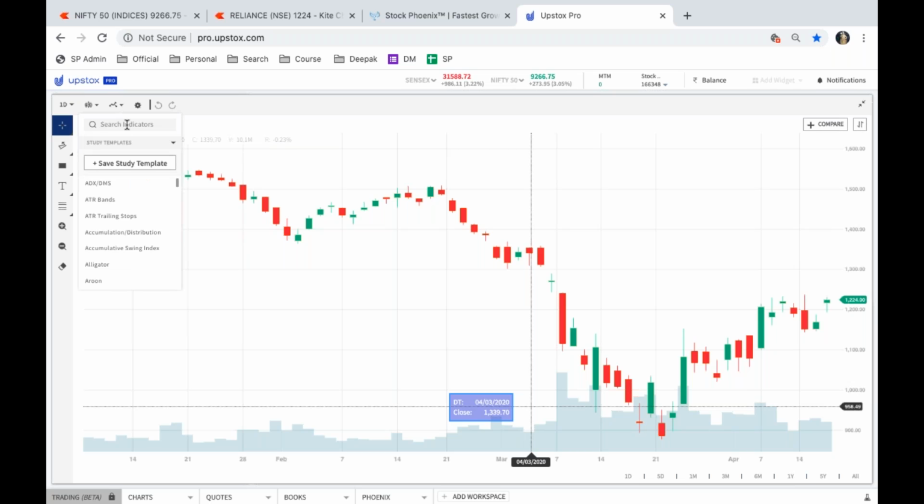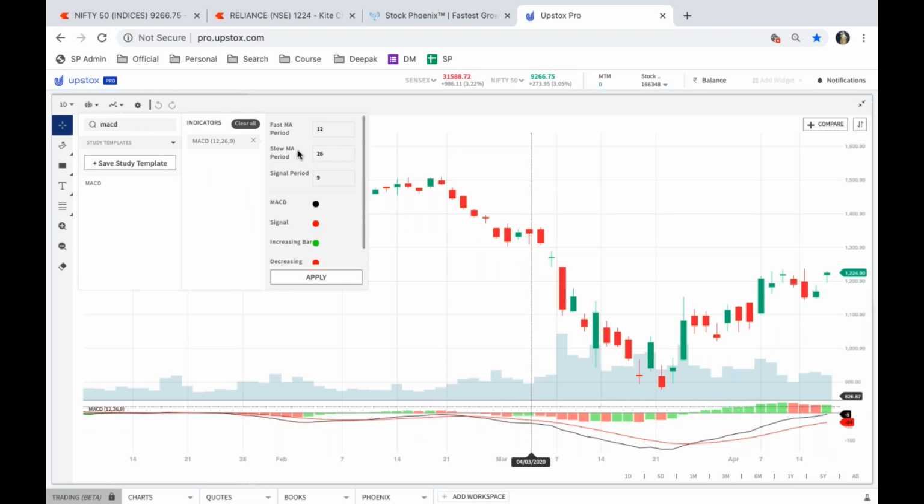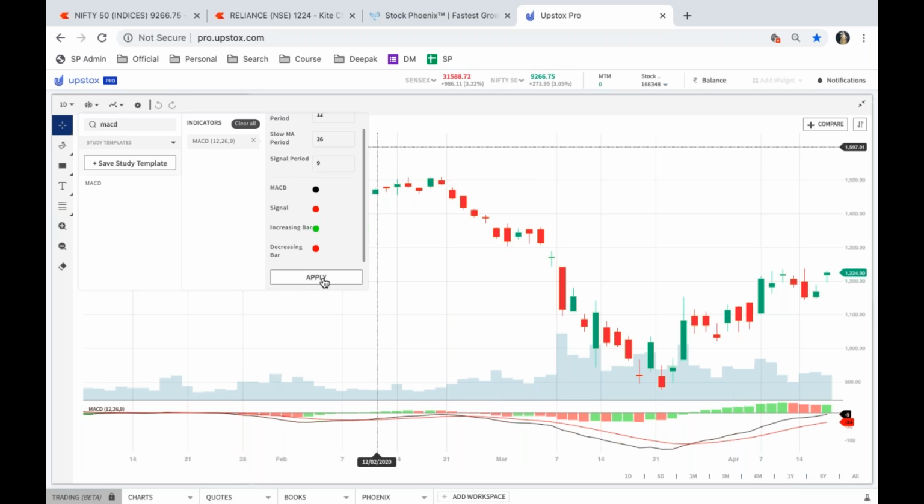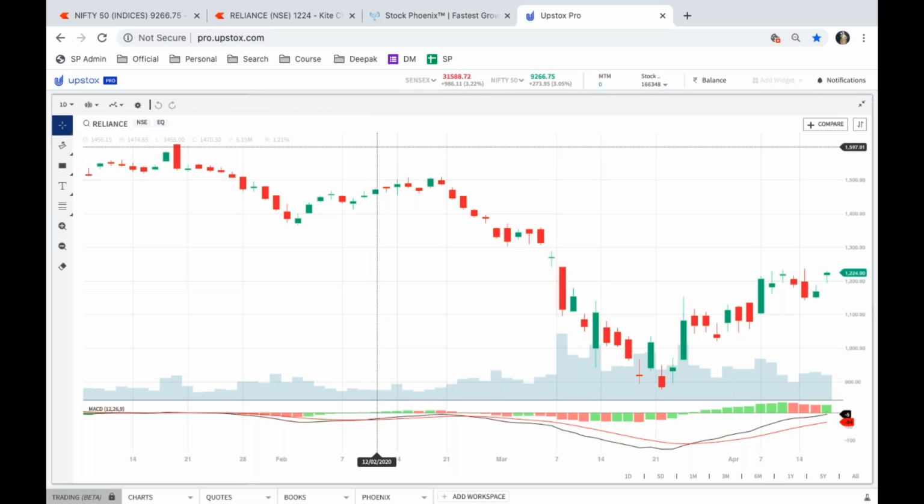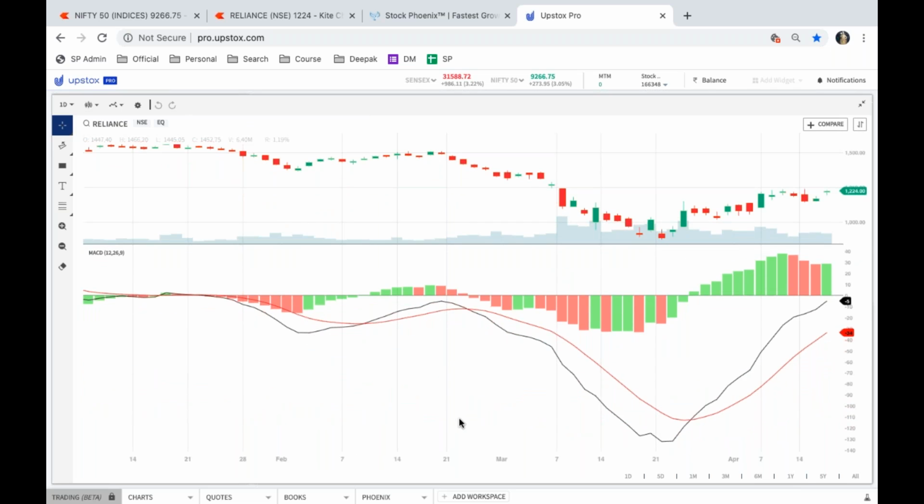Click on the indicators, add MACD, moving average convergence and divergence. Don't change any settings. Let it be as it is. Nothing to be changed. Fast MA 12, slow MA 26, signal period 9. No need to change anything. Just let it be like that. Add it. It is an underlay. Let's study the anatomy or the spare parts of MACD.